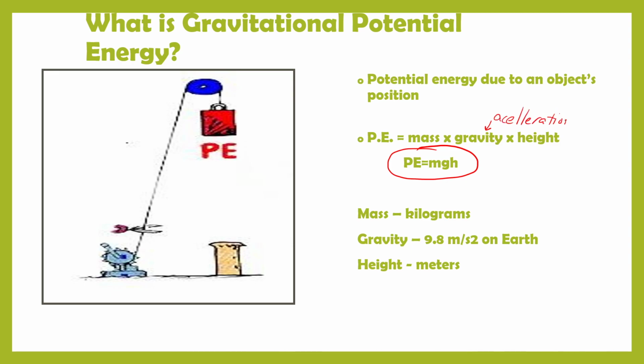We learned about acceleration in the last few lessons. We're now actually using the acceleration from gravity. For instance, on Earth, it's 9.8 meters per second squared. But it can be different in different places. And then the mass is just the mass in kilograms, and the height is the height in meters.